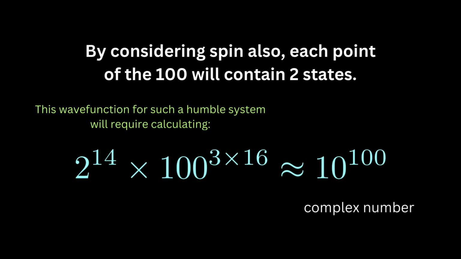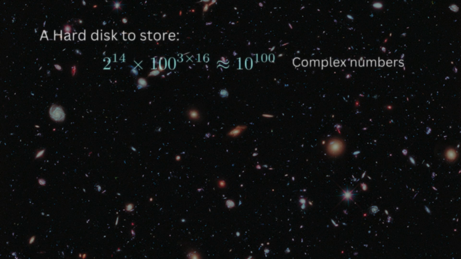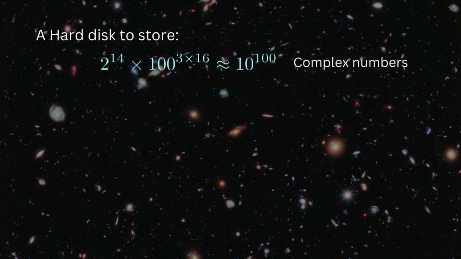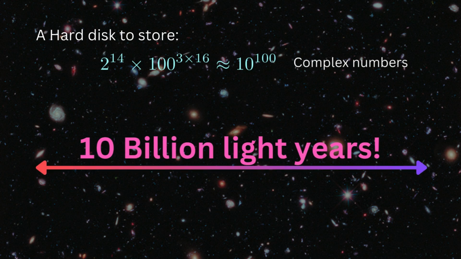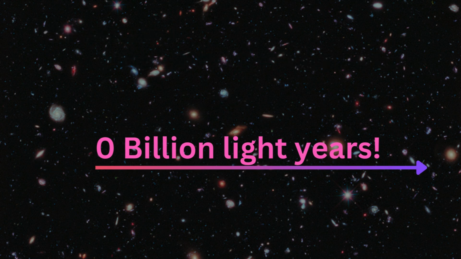I don't know what this number is called. A Google or something? To put this into perspective, a data server capable of storing this amount of data, composed of current terabyte hard disks, would span a volume with a diameter of 10 billion light-years. This is really an exponential wall. So yes, the theory is way more advanced than current technology.